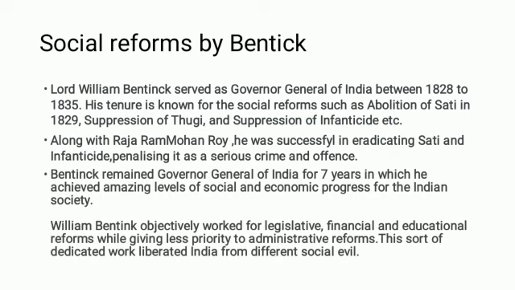Now let us look at the social reforms by Lord William Bentinck. आप लोगों को सब पता ही होगा, of course you have all read history. When we talk about Lord William Bentinck, he is known for all the social reformations that he has made, that is the eradication of sati and infanticide. Lord William Bentinck served as Governor General of India between 1828 and 1835. His tenure is known for social reforms such as abolition of sati in 1829, suppression of thuggee and suppression of infanticide, etc.